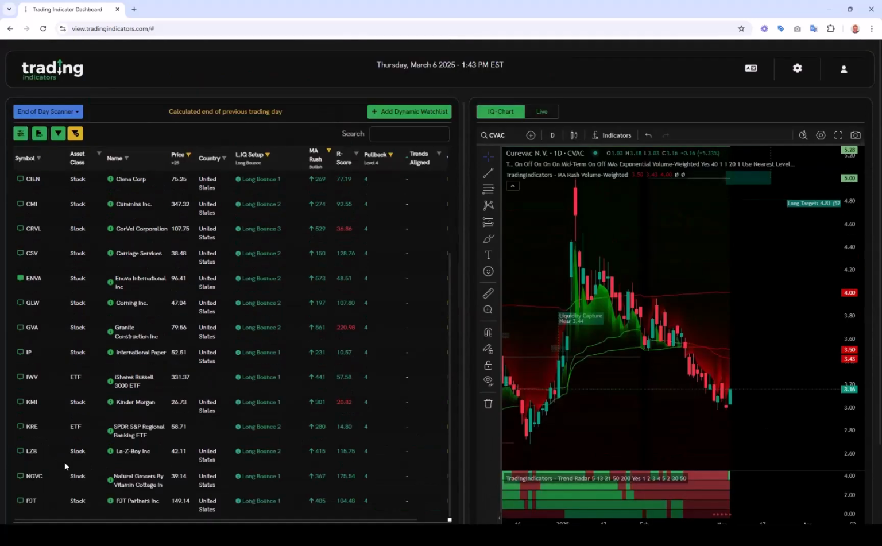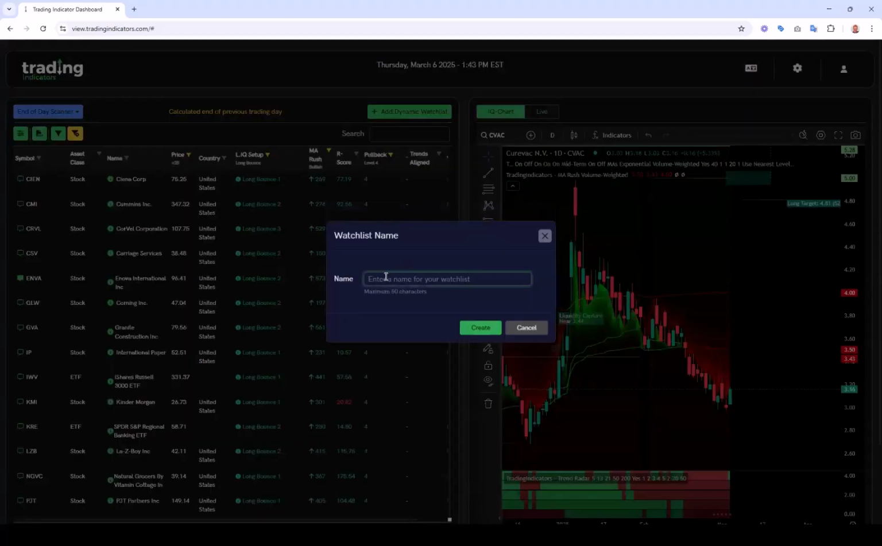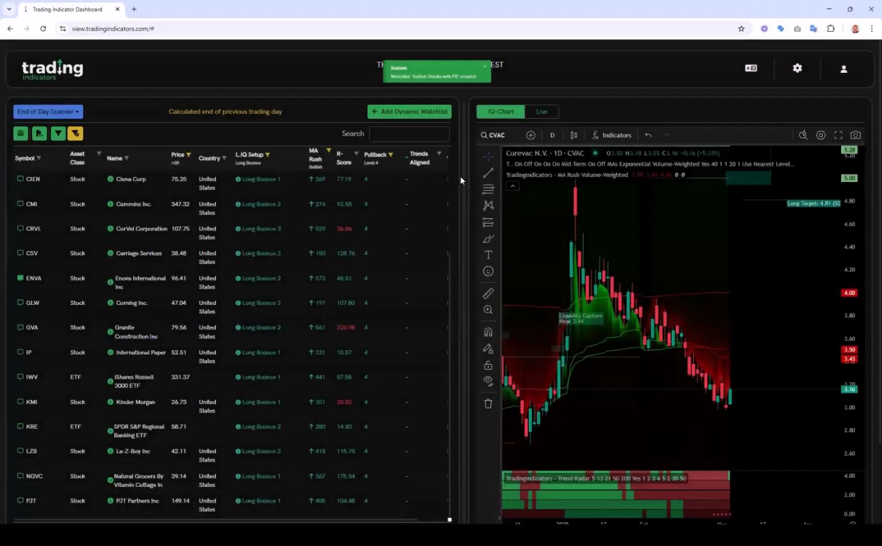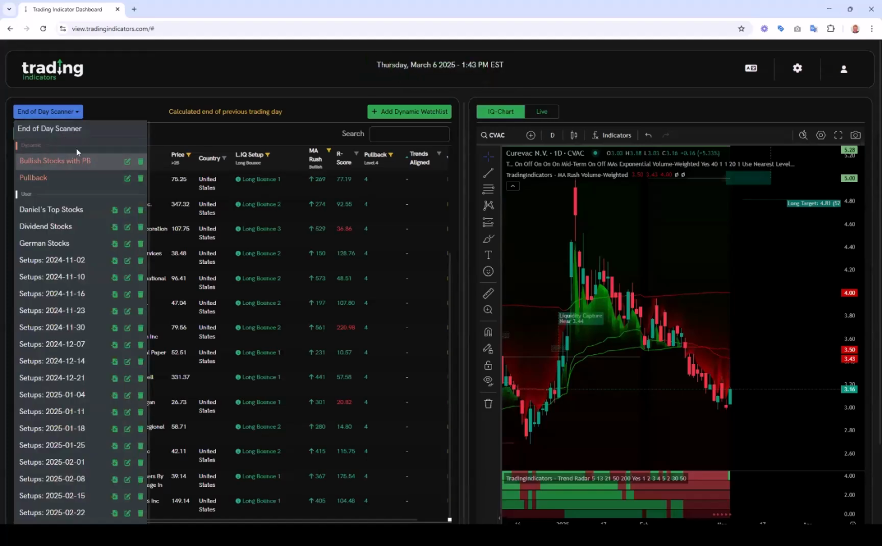What you then can do is to create what we call a dynamic watch list. This is a watch list where you do not add the symbols manually to it, but the symbols will automatically be chosen based on these criteria. And this updates every single day. So you're going to click add dynamic watch list and give it a name. Maybe bullish stocks with pullback, whatever. You say create, and this watch list is now being created. And the cool thing is, every single day, new symbols will get into this watch list, and other ones will be removed from it. All right, this is possible with a dynamic watch list.